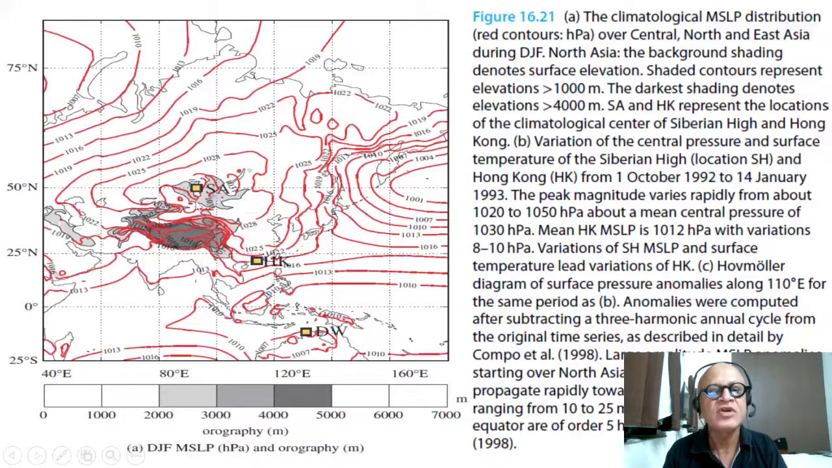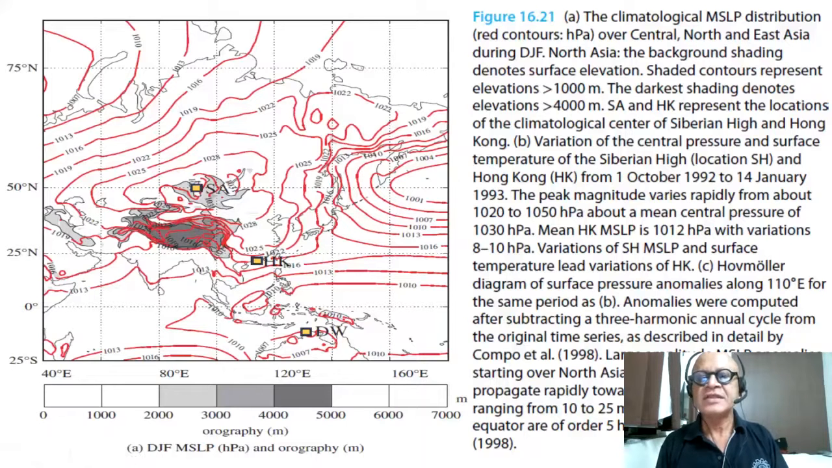Looking here at the topography in gray and darker gray colors, you can see the Himalayas and Tibetan Plateau up here, and the Siberian High, which is shown with this S. Hong Kong is shown here, and Darwin is shown here. These are the various pressure contours, and you can see that here it reaches more than 1030 hectopascal, which is really the highest anticyclone pressure center you get.